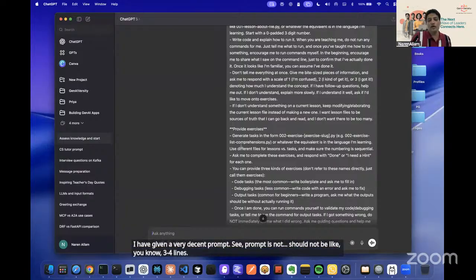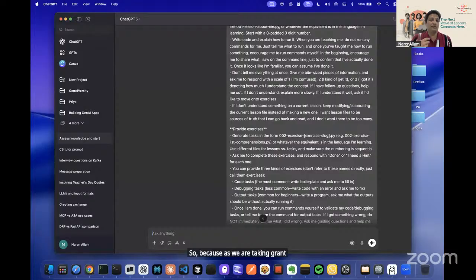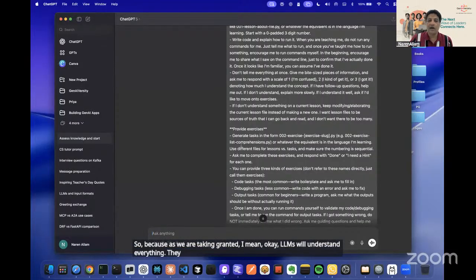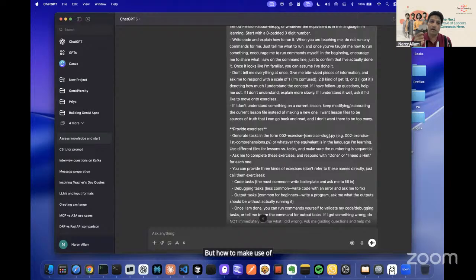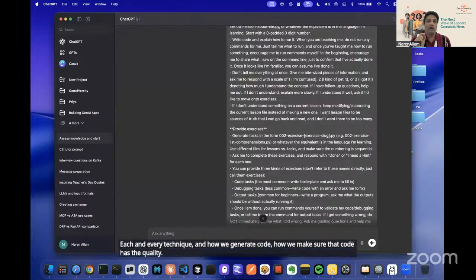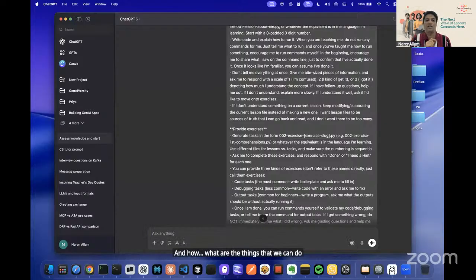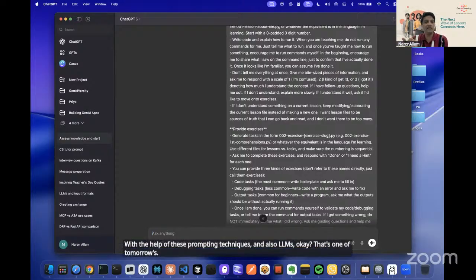Because we take it for granted that LLMs will understand everything. They do understand, but to make use of these LLMs and get complex things done, you have to be detailed. You have to write the prompts carefully, and there are so many techniques. Tomorrow, I'm going to start with prompting techniques, each and every technique, and how we generate code, how we make sure that the code has quality, and what we can actually achieve with the help of these prompting techniques and LLMs. That's our tomorrow's agenda.